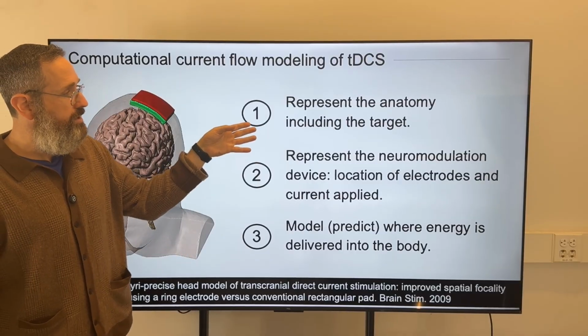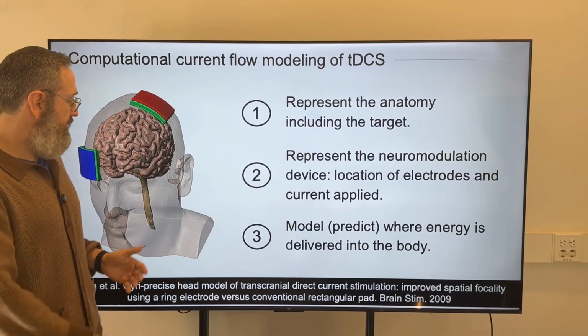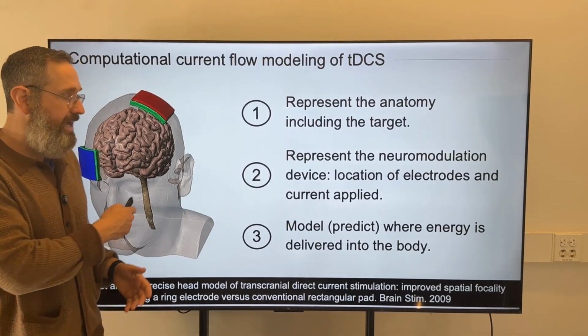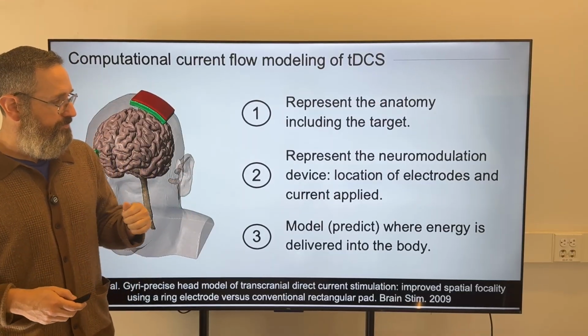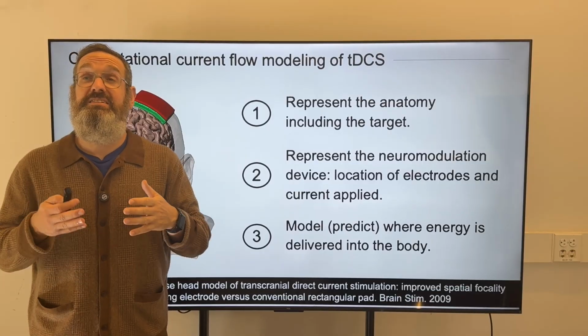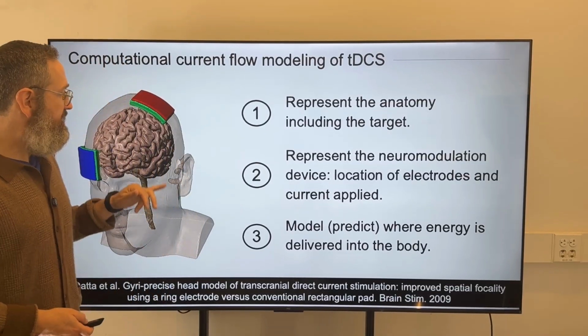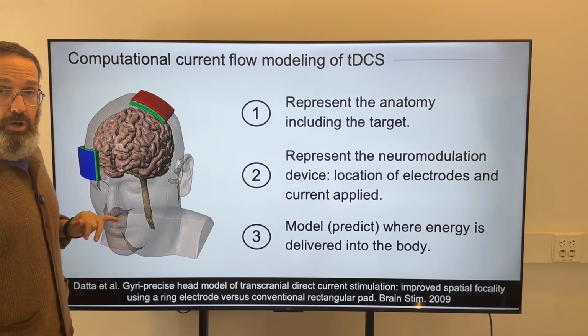The first one is to represent the anatomy that you're stimulating. And so in this case, we're stimulating my head, and so we have to represent my skull, my scalp, and the brain. The second piece of it is you need to represent the stimulation device. And by that I specifically mean the electrodes that are passing energy into the body.